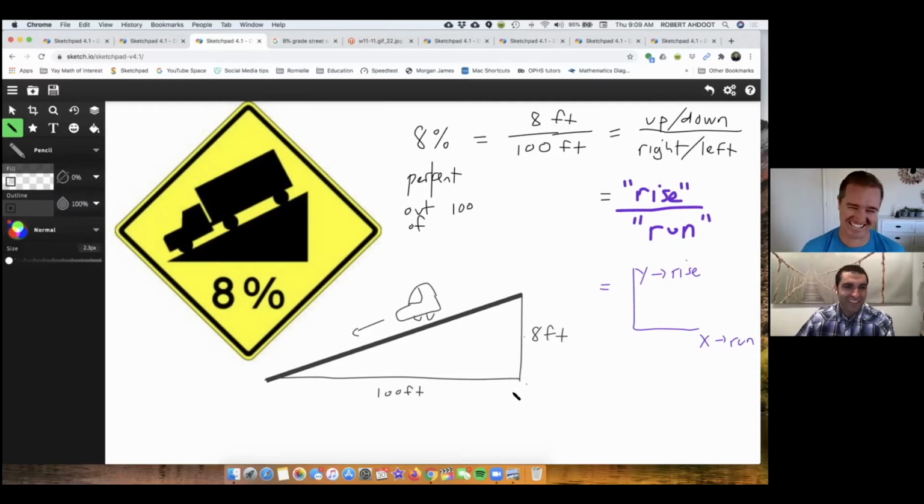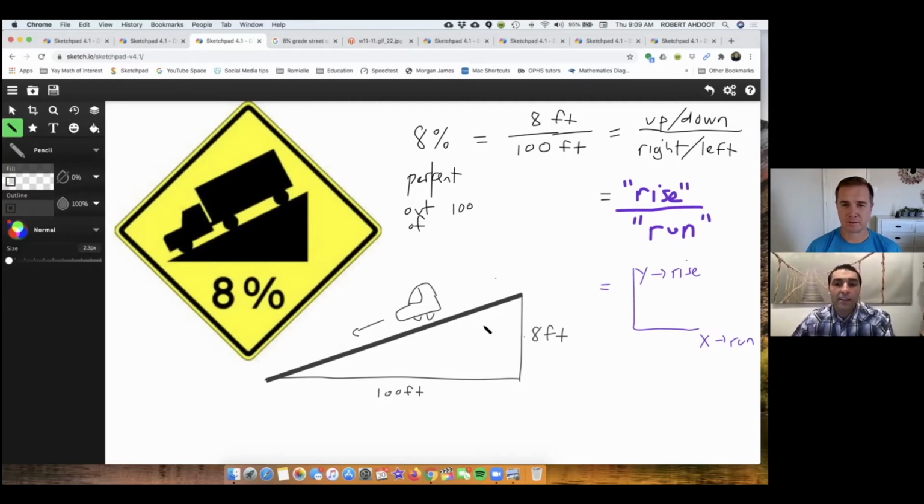Yeah. So they're an instrument of your joy. So now, 100 feet horizontally is not a lot. But you could imagine though that 8 compared to 100, 8 is enough to warrant a sign from the highway service to just be careful and not go so hard on the hill, not go so fast. So that's the slope. It's 8 to 100.